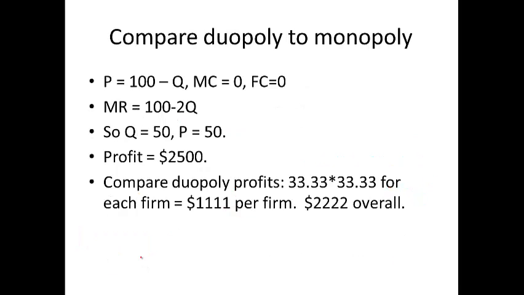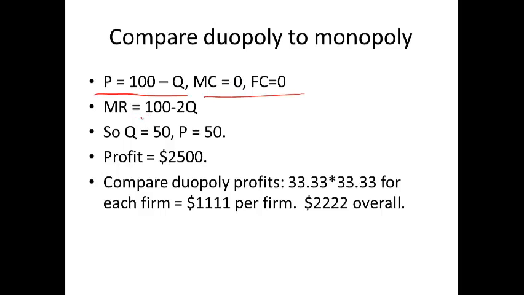Well, let's compare duopoly, this Cournot duopoly model, homogeneous goods duopoly model, to monopoly. So here's the monopoly version of the model. We start with the same market demand curve, and let's have the same marginal costs and fixed costs all zero to make the comparison a fair one. So all that's different is that there's just one producer here, whereas in the previous slides we had two producers.